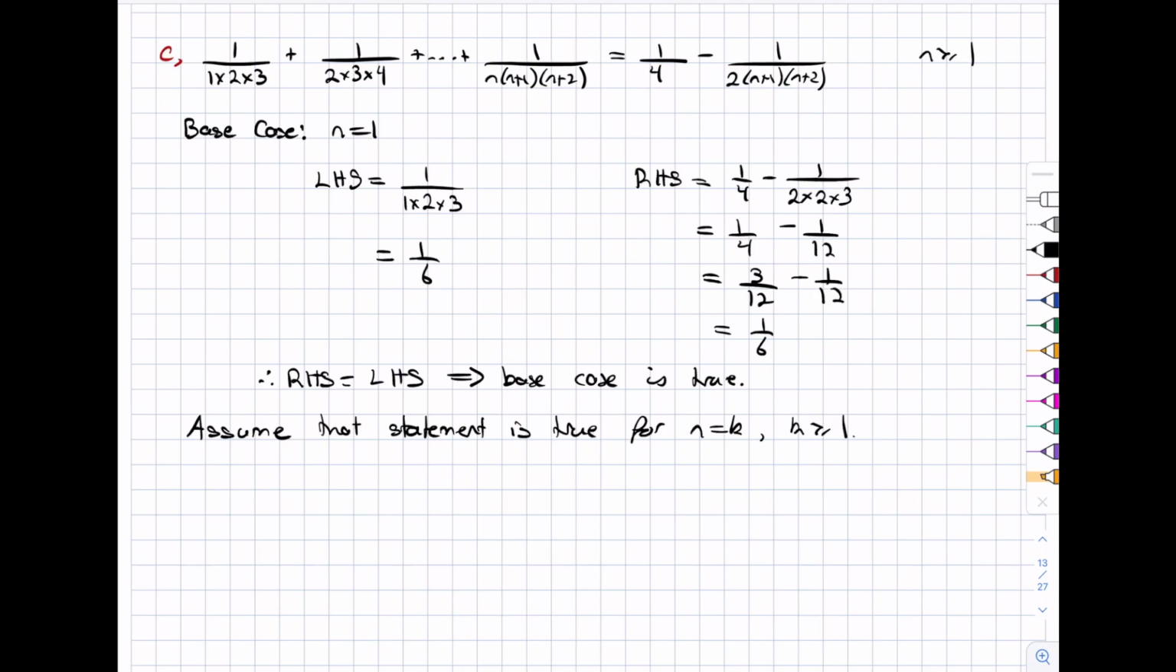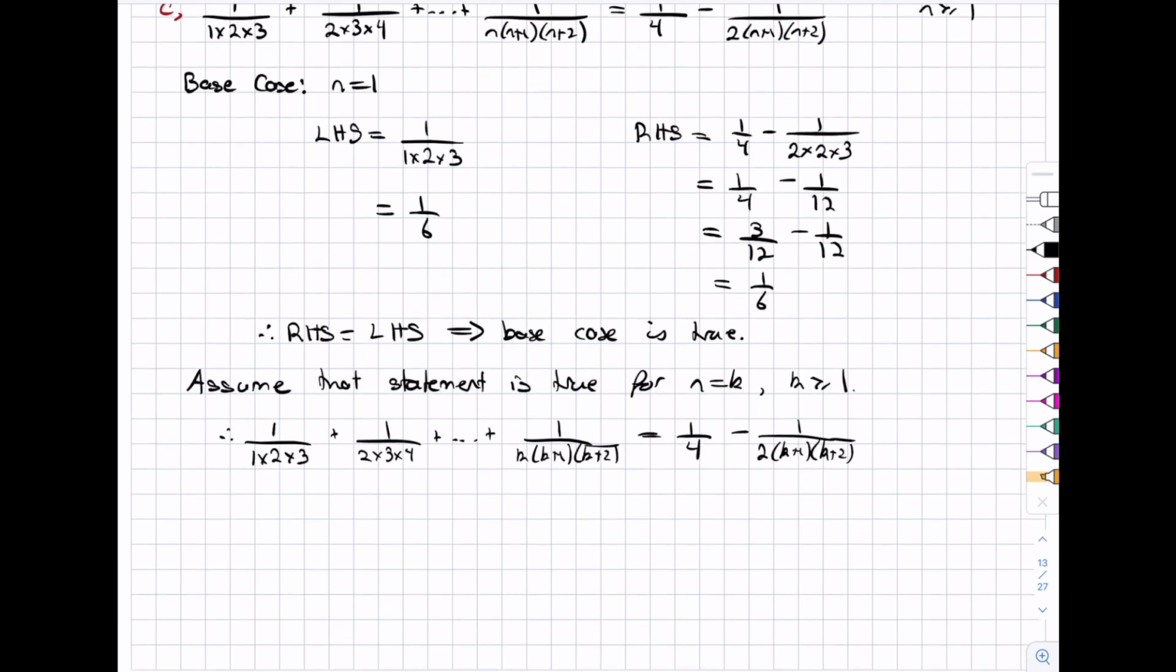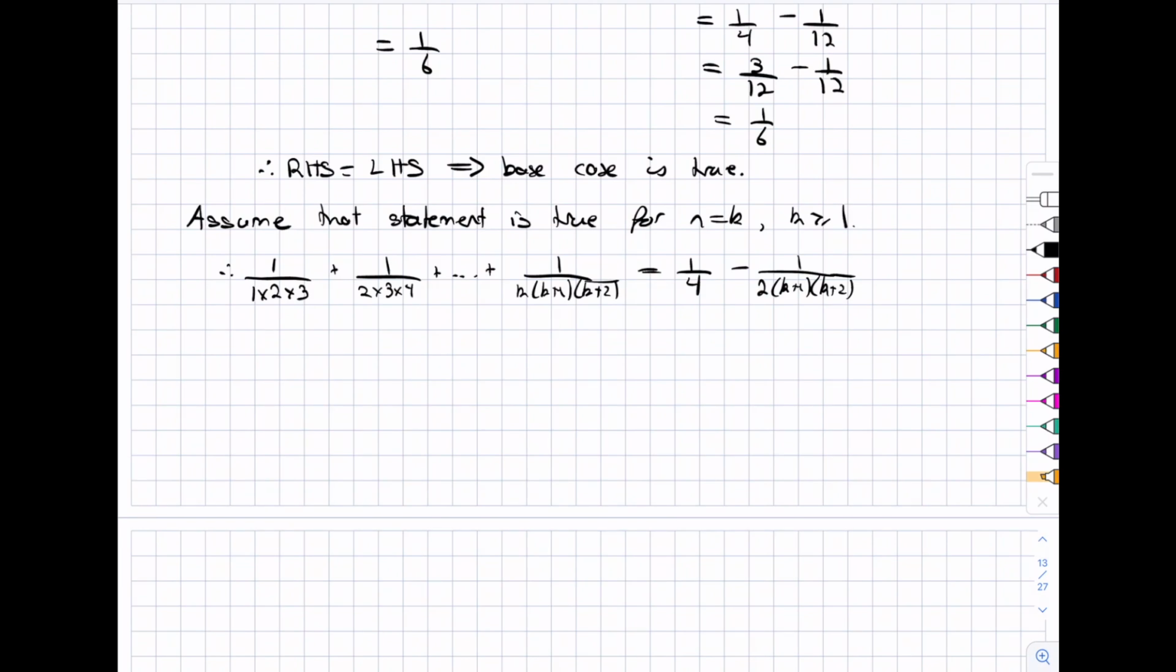Let's write down what that means. So we're assuming 1 on 1 times 2 times 3 plus 1 on 2 times 3 times 4 all the way up to 1 on k times k plus 1 times k plus 2 is equal to a quarter minus 1 on 2 times k plus 1 times k plus 2. Because this is my assumption, I know that I'm definitely going to have to use it later on. I'm going to call it star, because when I refer to it, I can just say by star.